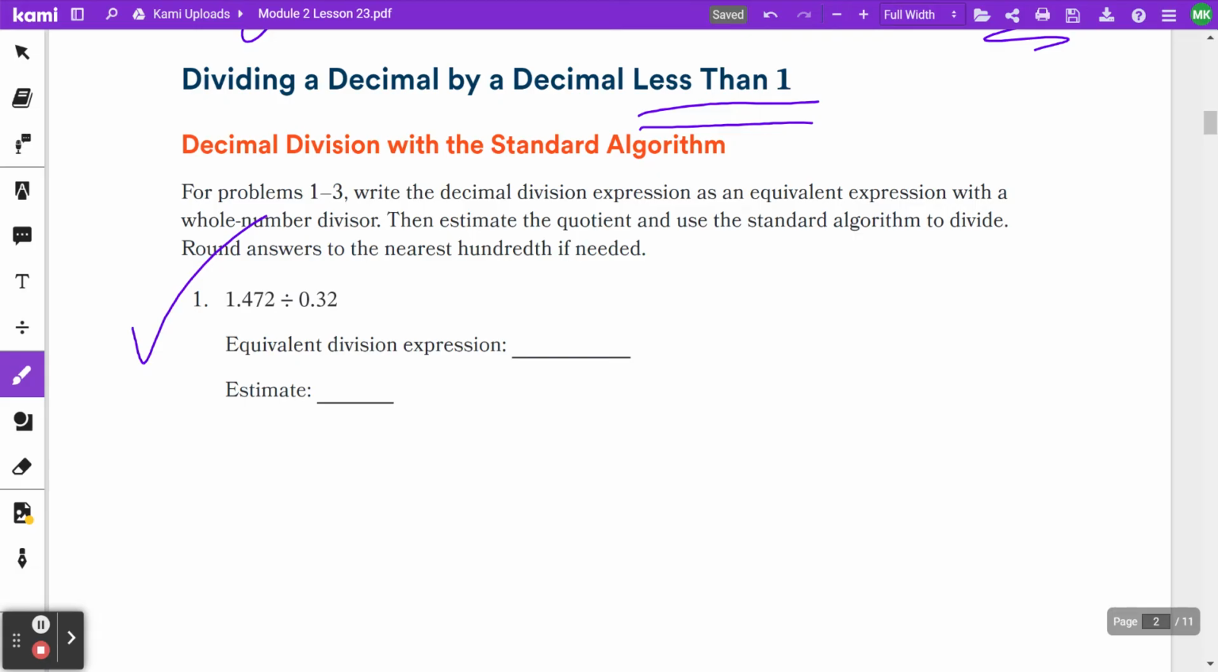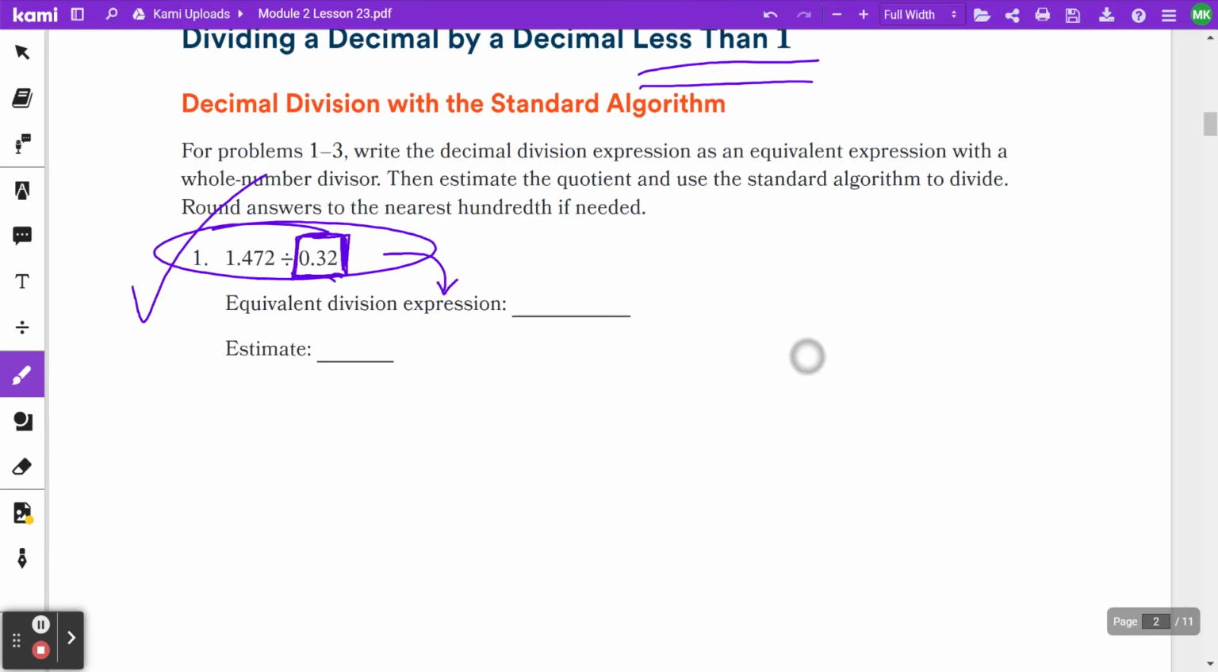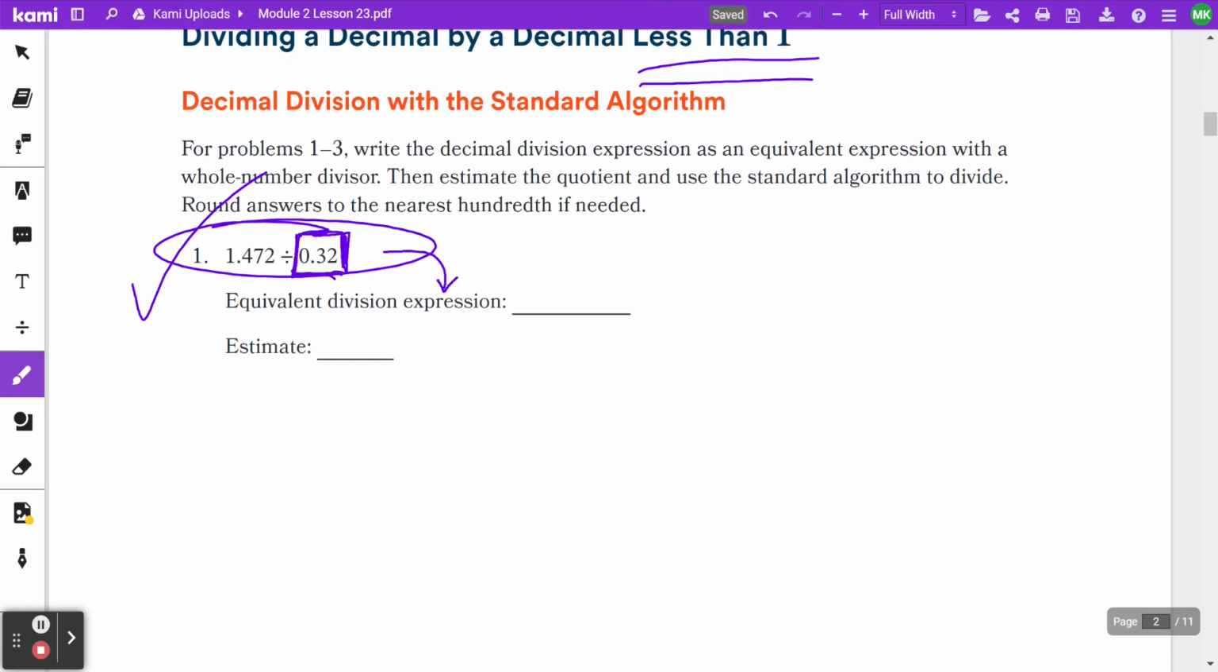Just like the previous lessons, we're taking an expression like this, and we are going to create an equivalent expression for a brand new division problem, because it's all about the divisor. That divisor right there needs to be a whole number. Right now it's a decimal. So a couple of ways to show that. You can say, what do you want this thing to become? Well, it has to become a 32. That's probably your best bet.